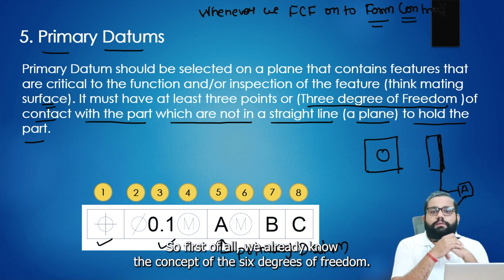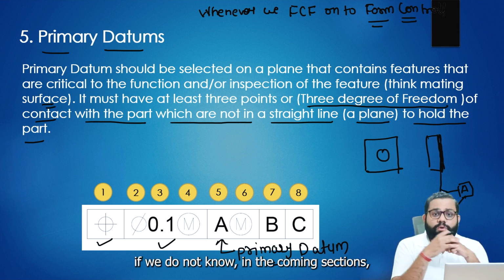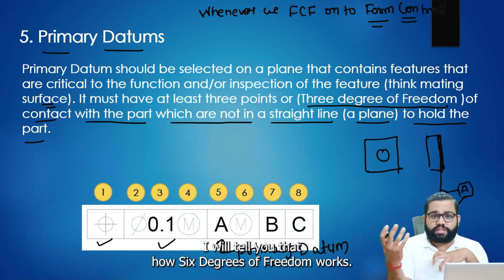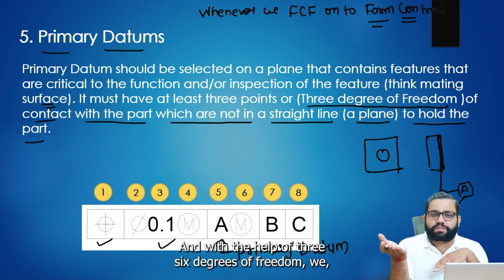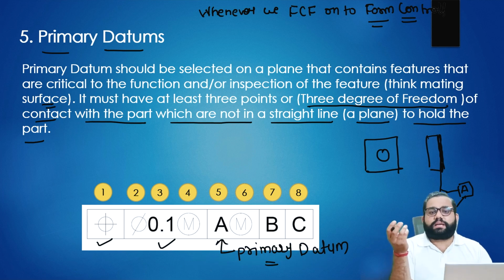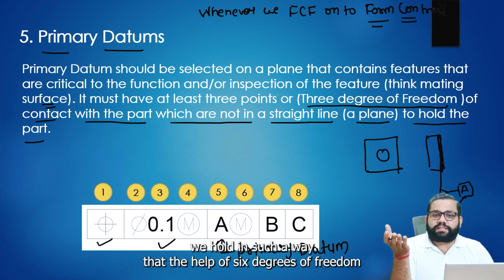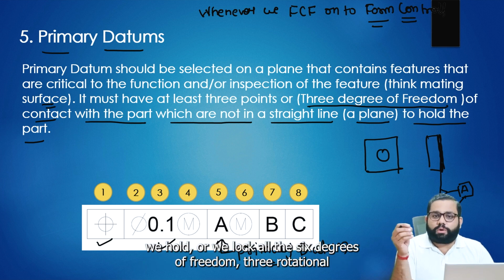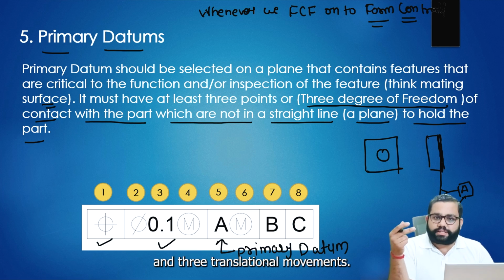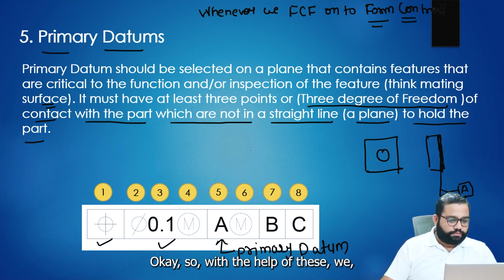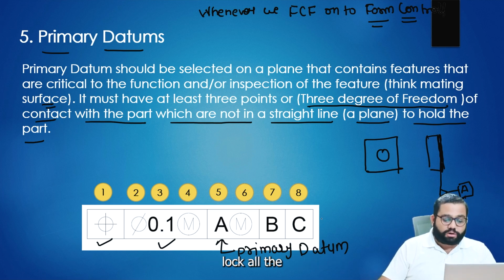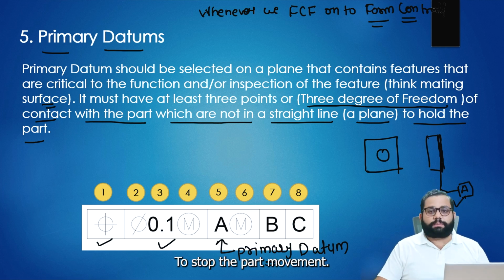First of all, we already know the concept of the 6 degrees of freedom. If we don't, in the coming sections I will tell you how 6 degrees of freedom works. With the help of 6 degrees of freedom, we take a part from free state and hold it in such a way that we lock all the 6 degrees of freedom, three rotational and three translational movements, to stop the part movement.